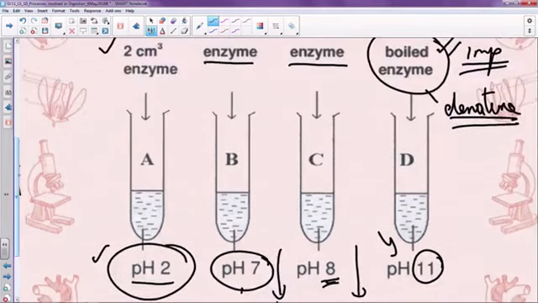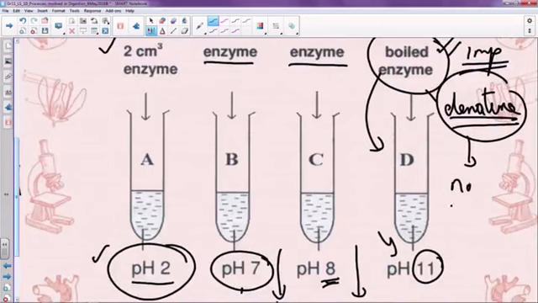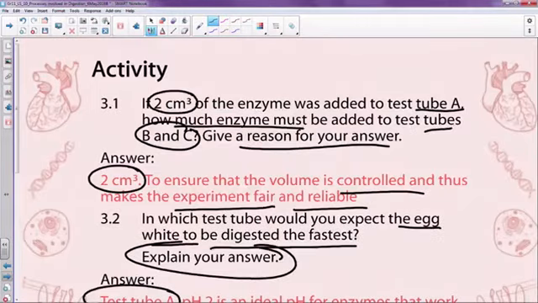When we look at the last test tube, it has had the enzyme boiled, which means that it would be denatured, and you'll find that the enzyme has no activity in the last test tube. So essentially we can answer this question by comparing it to the others.